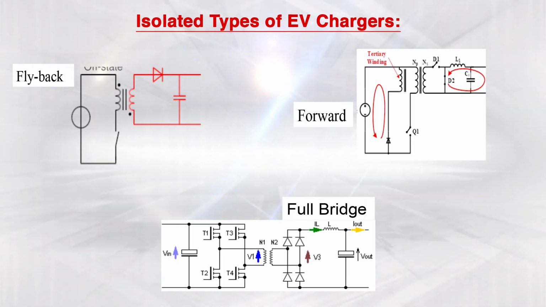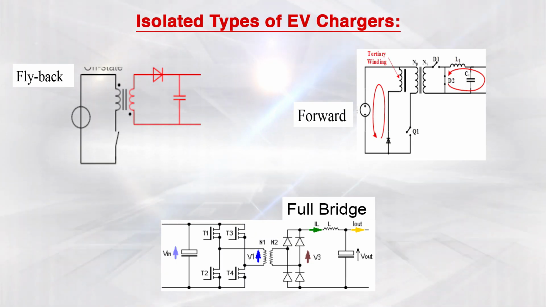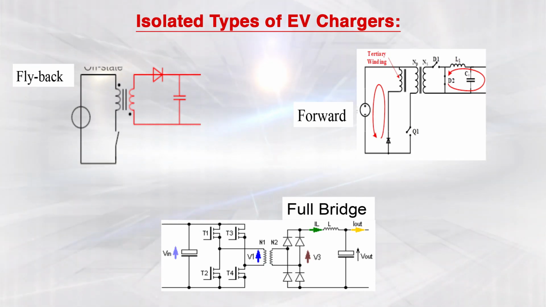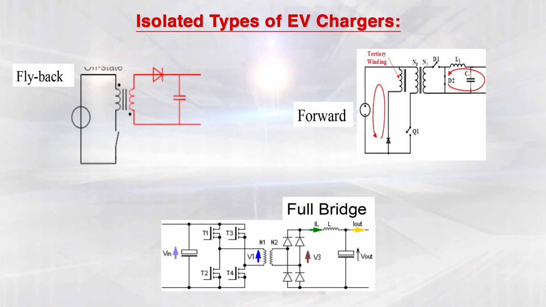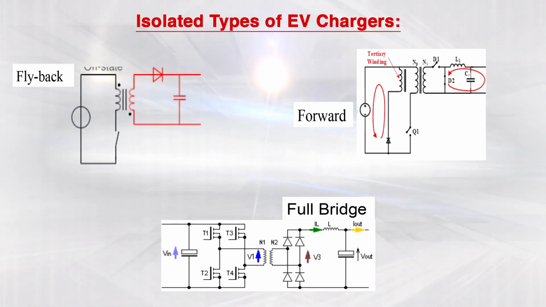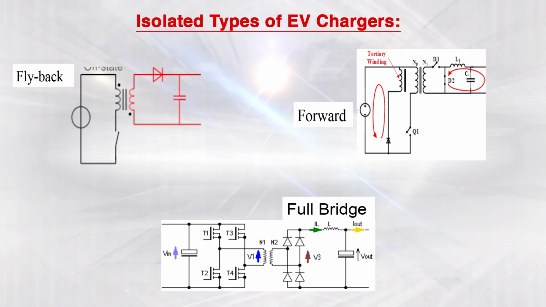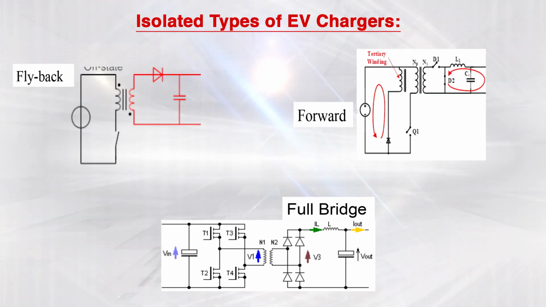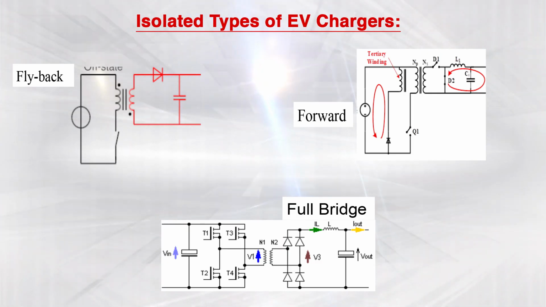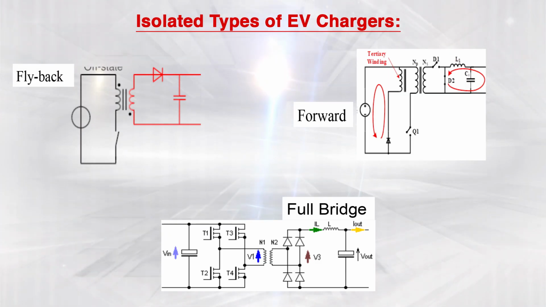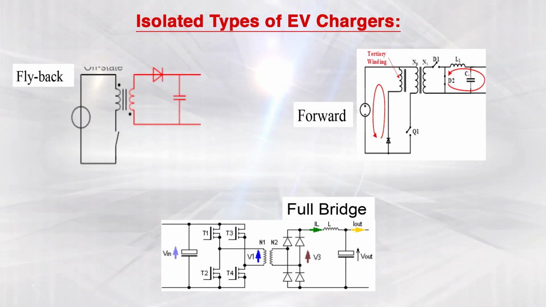Another topology we have is the forward converter, and it provides very high efficiency for medium power applications. We have the full bridge converter used in high power EV charging stations, as this converter is able to provide isolation. So, safety critical systems, onboard chargers, useful in interconnection systems.